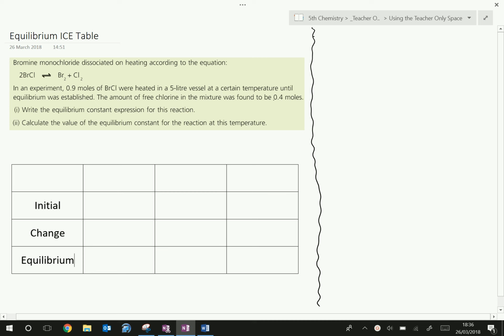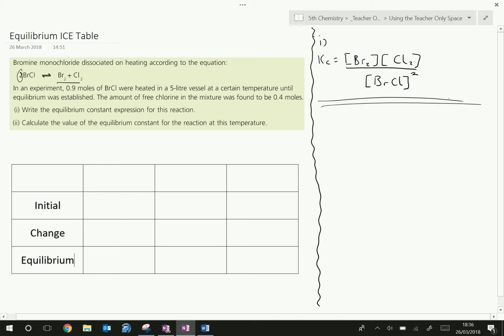Part 1. Write the equilibrium constant expression for the reaction. To write an equilibrium constant expression, we write the concentration of the products over the concentration of the reactants. Our products are on the right hand side of the equation. So square bracket Br2 with Cl2 multiplied, all over the concentration of BrCl. Because the coefficient of the BrCl is 2, we need to put a power of 2 there. So the coefficients become powers. That's our equilibrium constant expression finished.